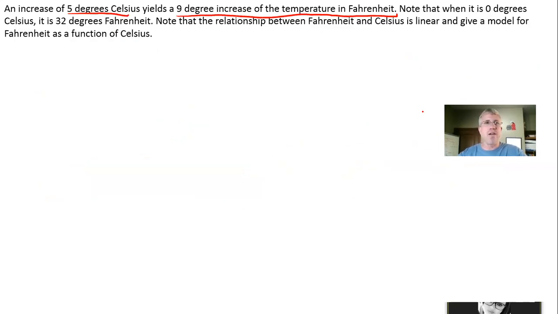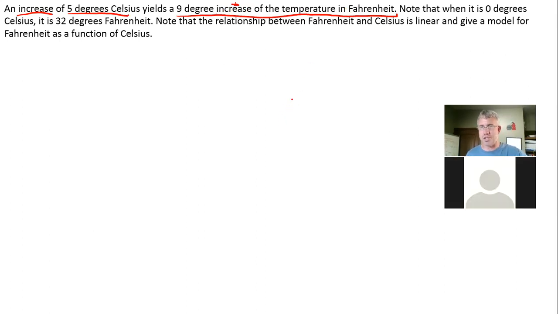So when I look at what I've been fed here, an increase of 5 degrees Celsius yields a 9-degree increase in temperature, I need to recognize that this is a rate of change. I'm being told how one number changes relative to the other. Does that make sense? An increase, it's a change. Delta Celsius yields an increase, delta Fahrenheit. I've just been given two changes. And a rate of change is a change in something divided by a change in something else. That's how we get speed.